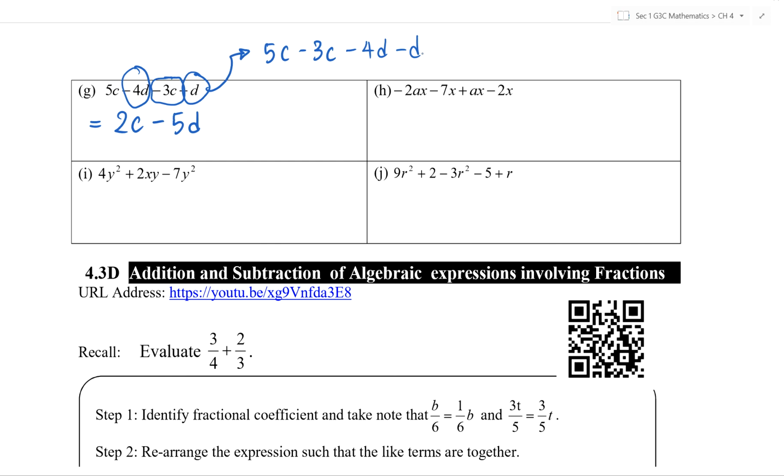Okay, h. Are you able to do it in your mind or do you want to rearrange them first? Because we don't need to write negative 1. Okay, so negative az plus negative and negative minus 9x. Can do it in your mind?